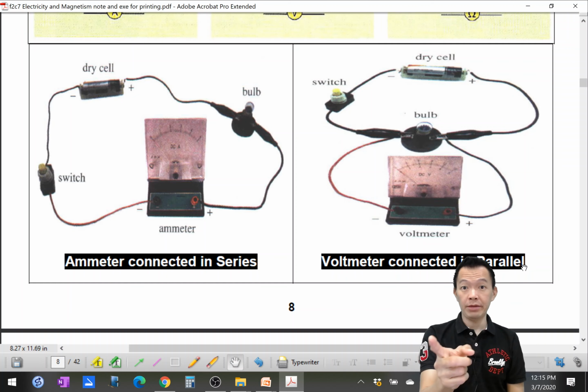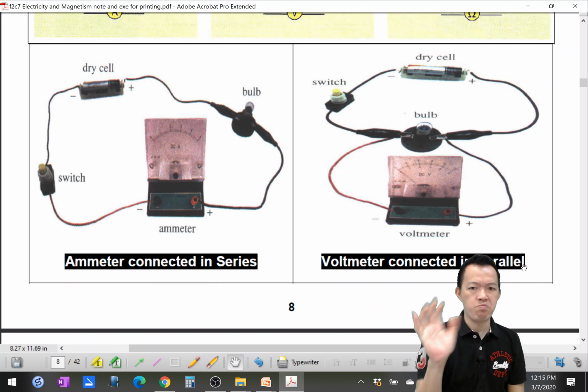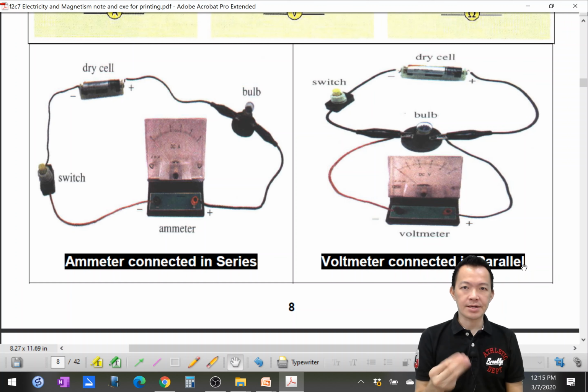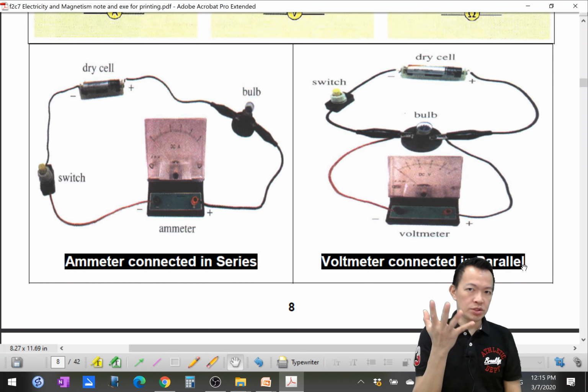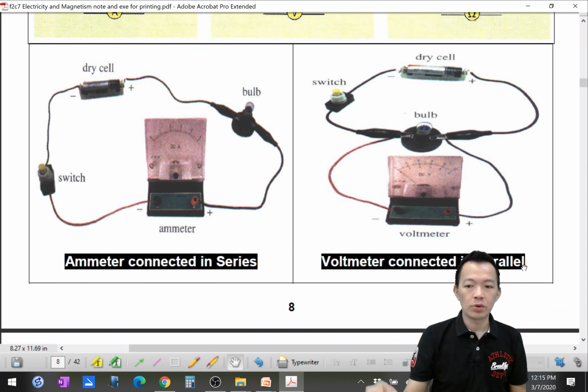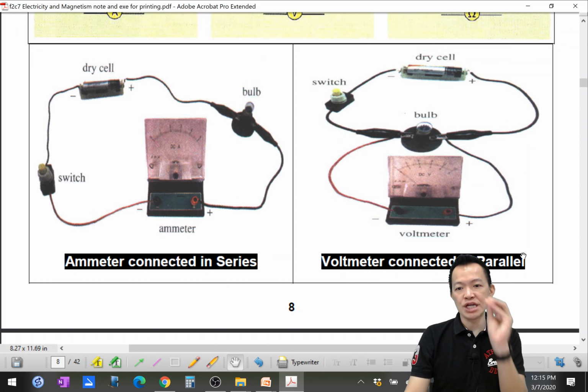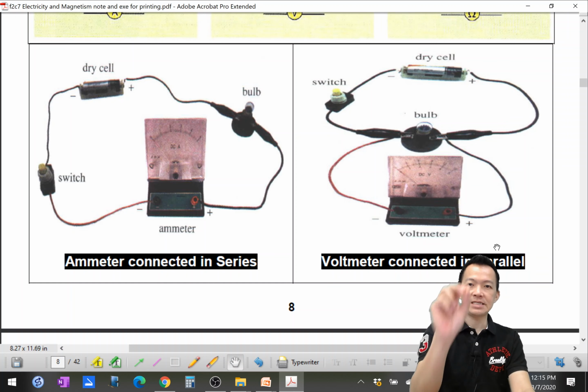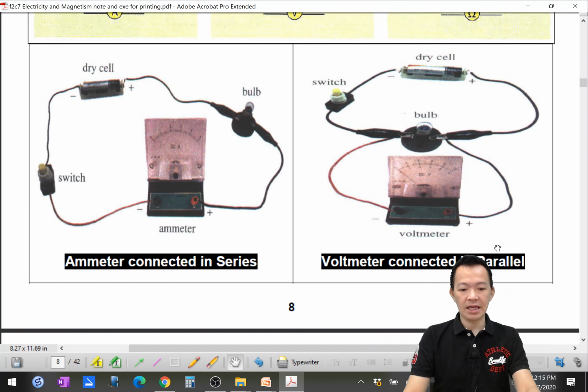Resistance 阻力，对不对？Voltage 电压, current 电流, 因为有这股电压推电流才流. OK, 不过它流的时候它会面对 resistance 阻力. So our next video, our title will be resistance in the circuit, 电路里面的阻力. OK, set up, bye bye.